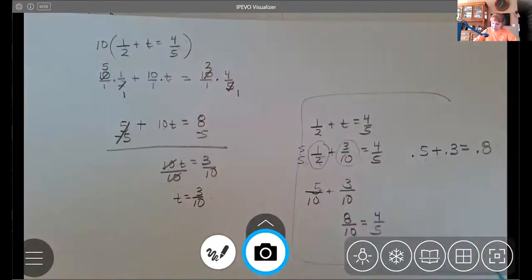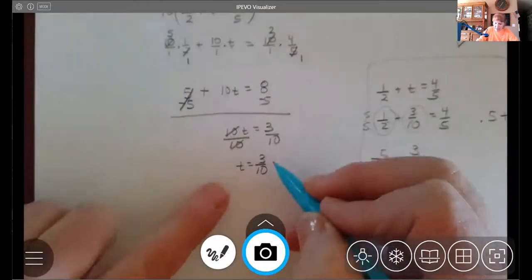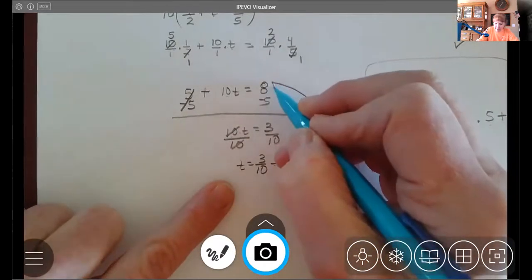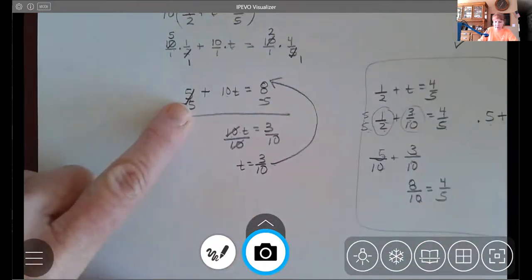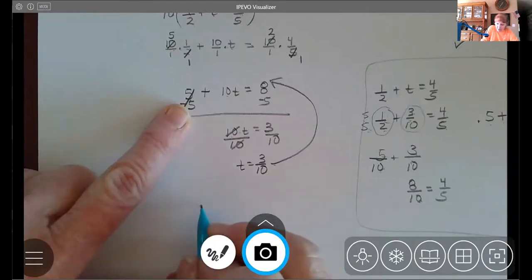So it does check. You can also put the 3/10 back up into this one right here, the one that we created when we eliminated the fractions. So you'd have 5 plus 10 times 3/10.